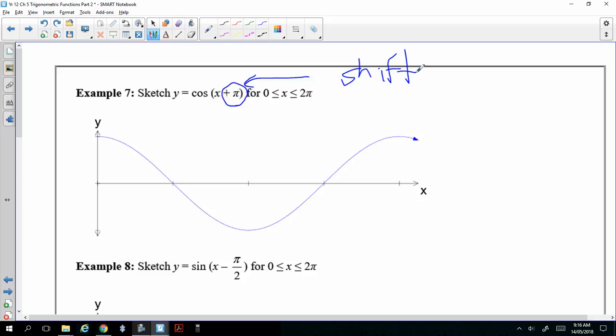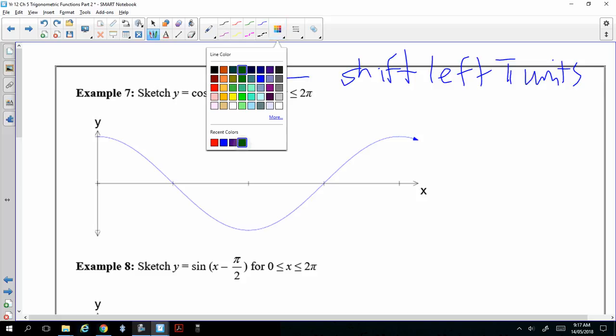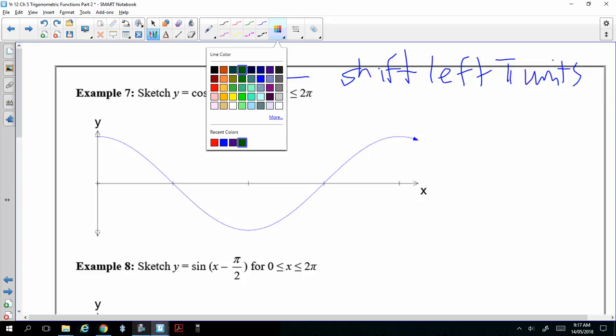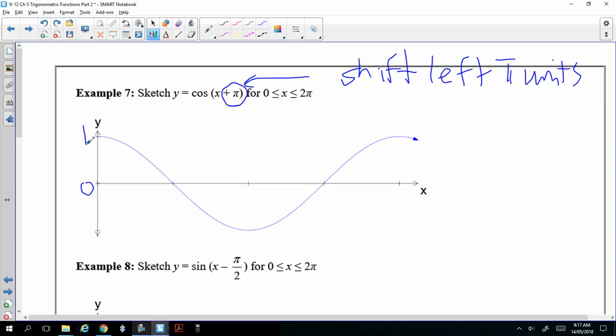Notice that I have given you the graph of cos. I should do it in green pen so I could see the difference. So we're going to shift left pi units. Before we do that, let's label the numbers first. We got 0, 1 and negative 1, pi over 2, pi, 3 pi over 2, 2 pi. Okay, so we're going to shift left pi units.